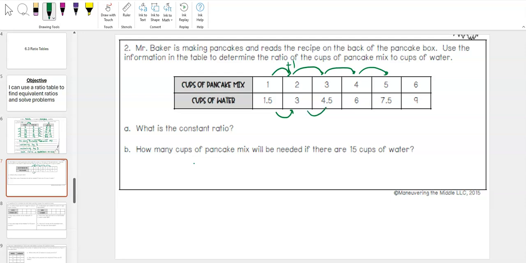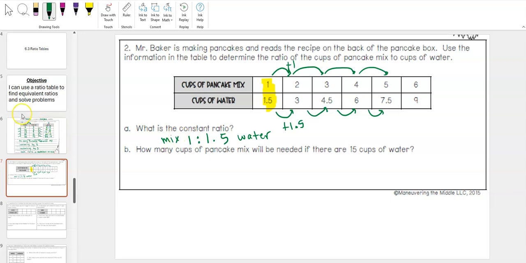This bottom part of my table is increasing by 1.5. We are always adding 1.5. So our constant ratio is 1 to 1.5. 1 cup of mix to 1.5 cups of water. Our constant ratio can also be found right here in this first box. It's the most simplified part of our ratio, or our most simplified ratio.